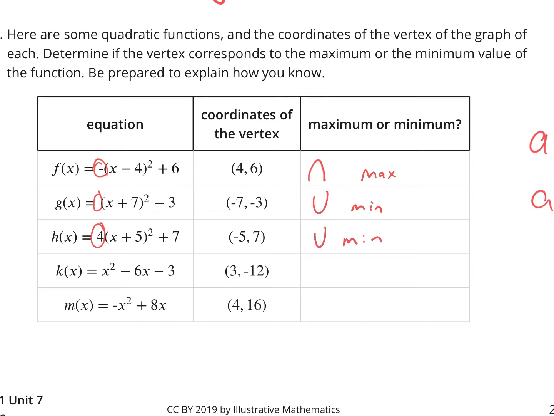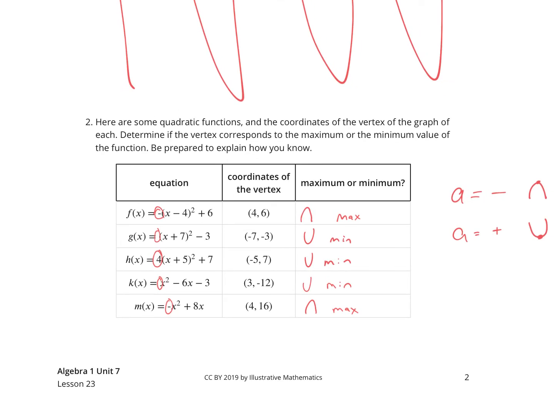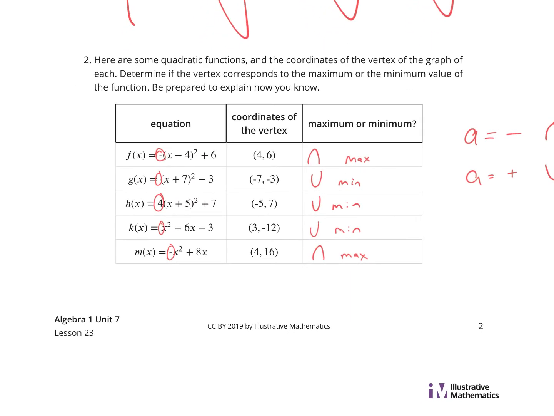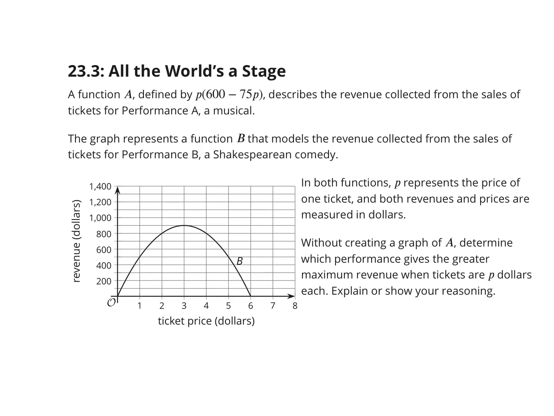K of x and m of x are both written in standard form, so for k of x, the a value is still 1, so that also opens up, making it a minimum, whereas m of x a value is negative 1, meaning it opens down, making it a maximum. So just remember that a value really does help us determine if we're going to have a minimum or maximum. You just have to think about if you are opening up or opening down. Let's go on to activity 3.